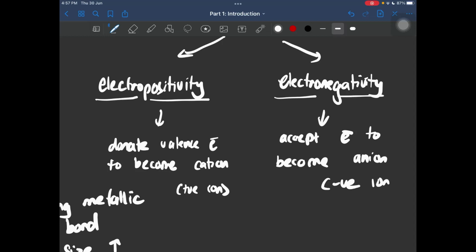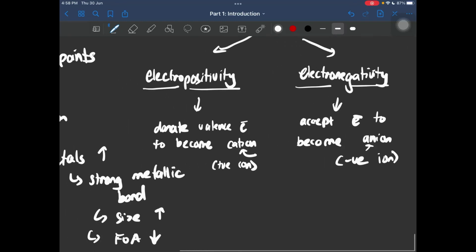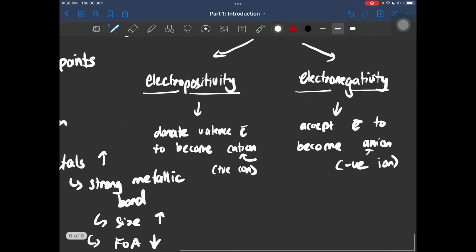right? And the way to remember whether cation is positive or negative, just look at the T over there, right? The T looks like a positive, so cation is positive. Anion, it has an N, which stands for negative. That's how I would remember which is positive and which is negative.